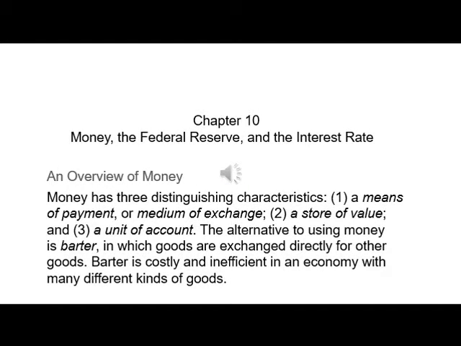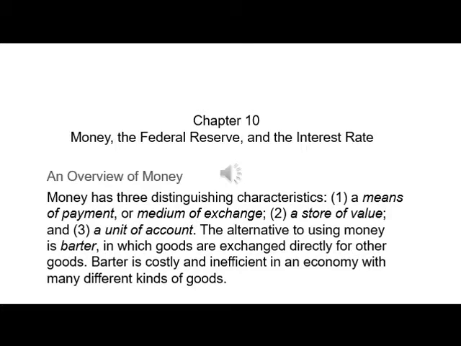Chapter 10. Money, the Federal Reserve, and the interest rate. An overview of money. Money has three distinguishing characteristics: 1. A means of payment, or medium of exchange. 2. A store of value, and 3. A unit of account. The alternative to using money is barter, in which goods are exchanged directly for other goods.